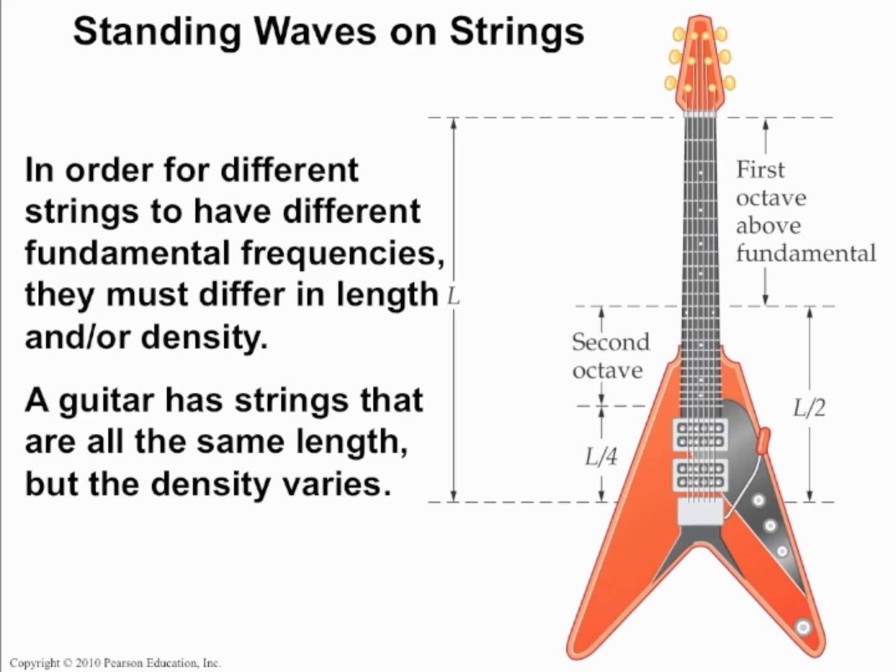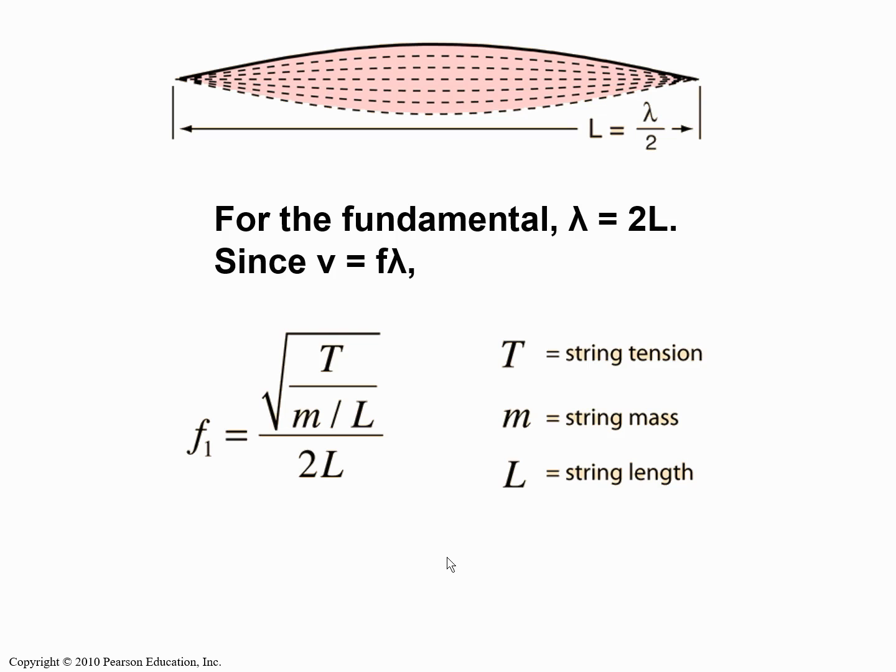So on a guitar, the string lengths are all the same, but the density or string thickness varies. And that is what results in the different tones, that along with the tension. So if we look at this diagram of a string, notice that if you pluck a string, the center is going to be going up and down, oscillating, whereas the ends will remain fixed.